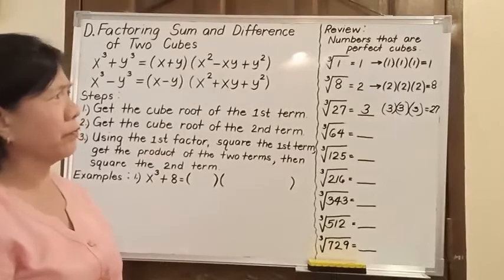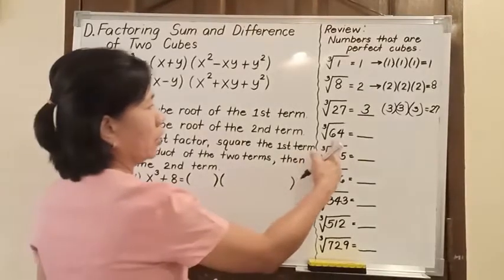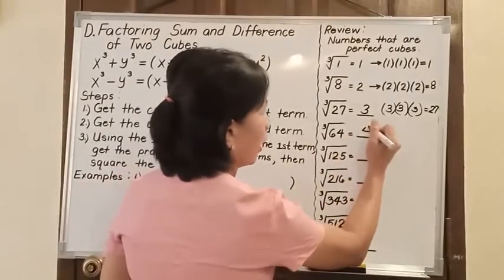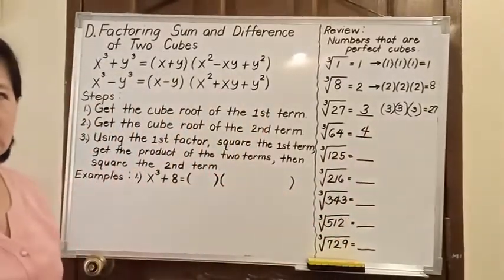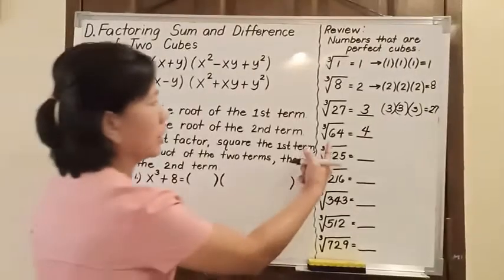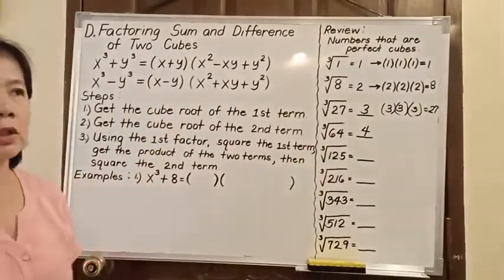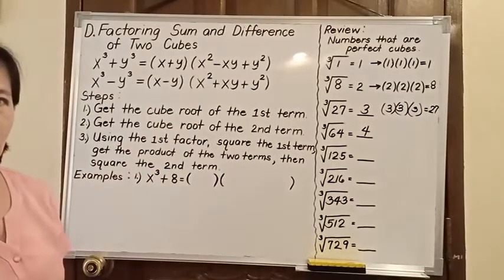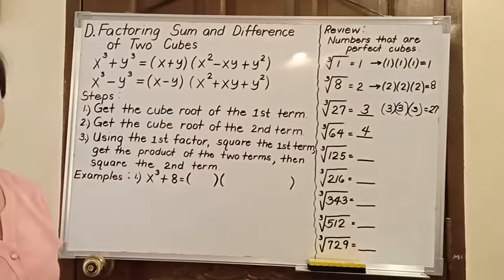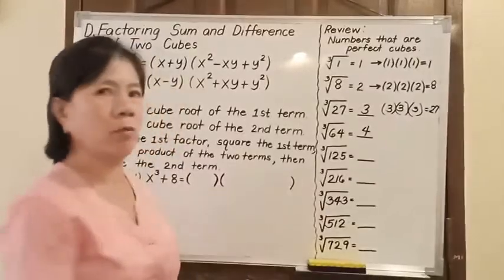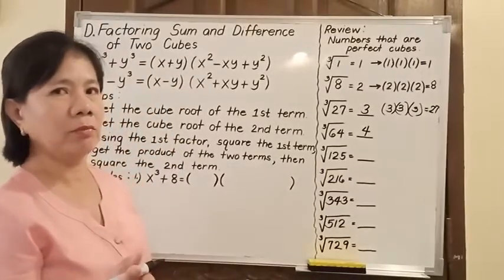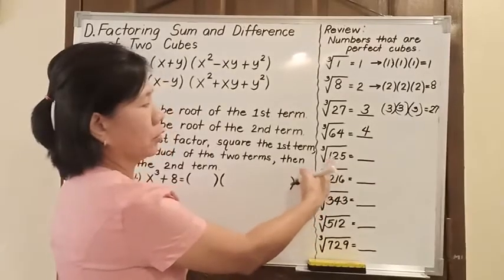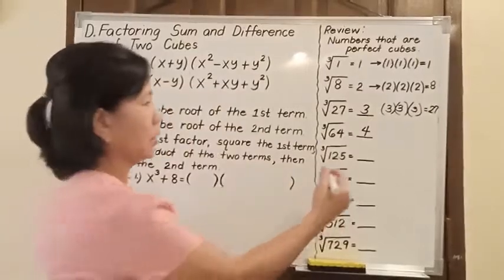Now, another perfect cube is 64, and the cube root is 4. Why? Because 4 times 4 times 4, you will get 64. How about if the cube root is 5? The perfect cube should be 125, because 5 times 5 times 5, you will get 125. So therefore, the cube root of 125 is 5.